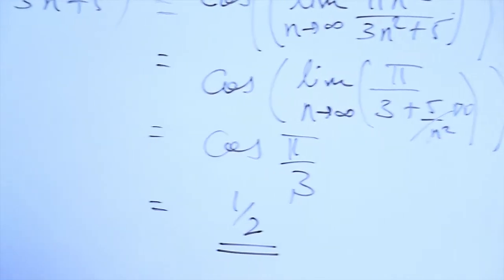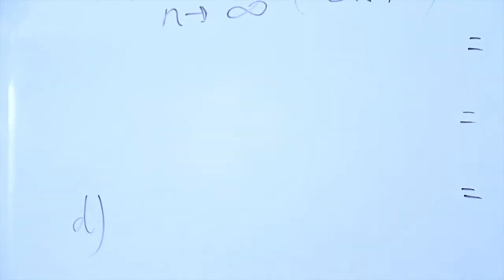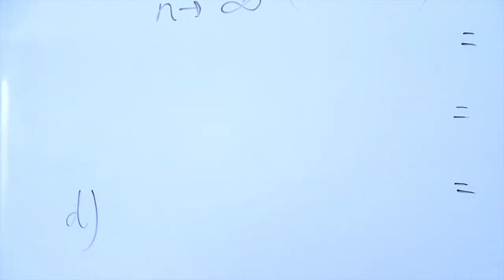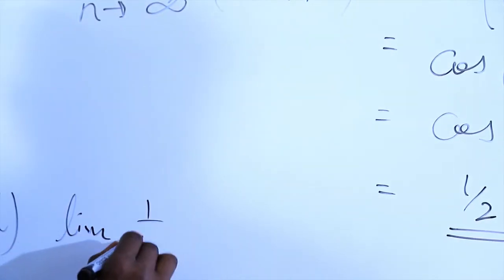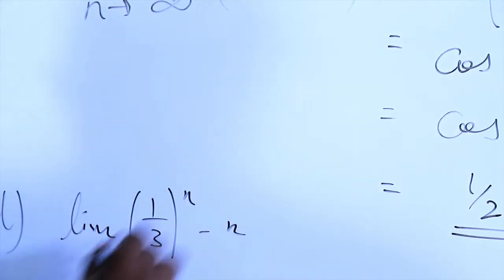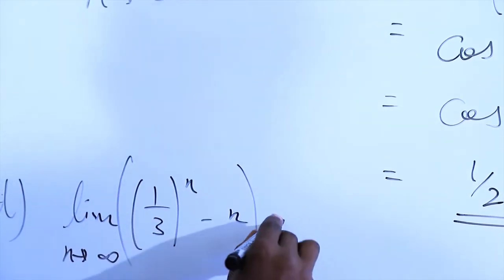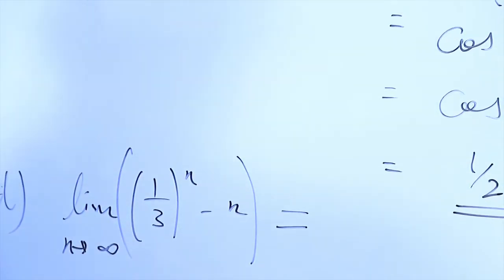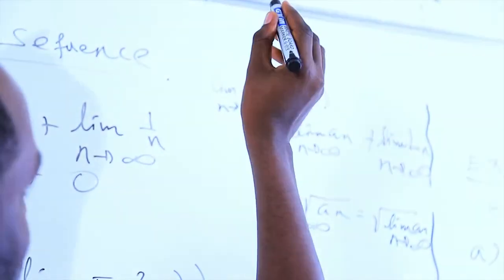When you come to the fourth part, D says evaluate the limit of 1 over 3 to the power of n minus n as n tends to infinity, like this. This is exactly equal to applying the basic limit theorems, an plus bn rather than an minus bn.